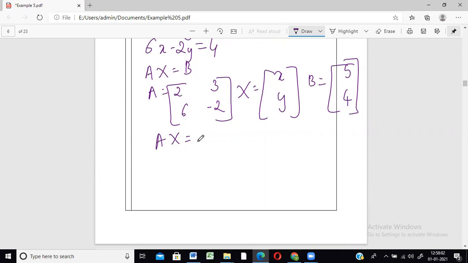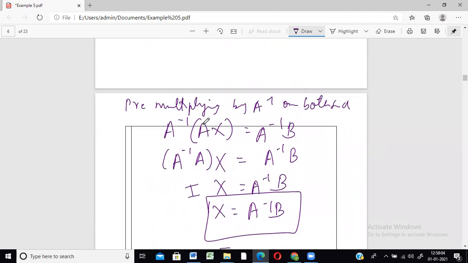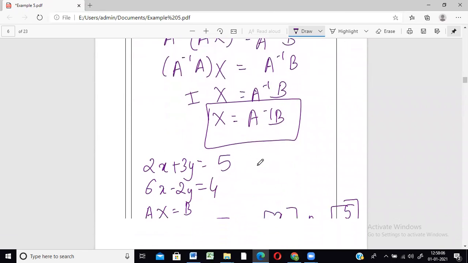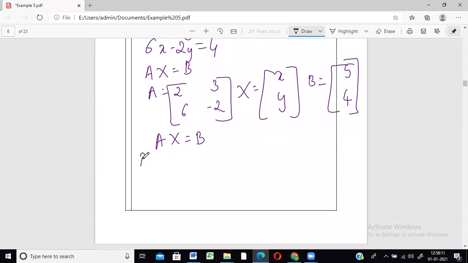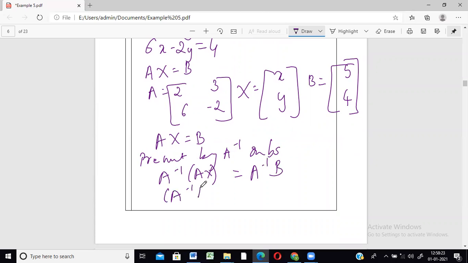What did I tell you? After that we will do this step, multiplying by A inverse on both sides. You may have to write these steps again and again, but it is compulsory to write, okay? Don't feel that having written it once means you don't have to write it again. It's not like that. You have to write it that many number of times. These explanations I've already given above, so I'm not repeating them again.